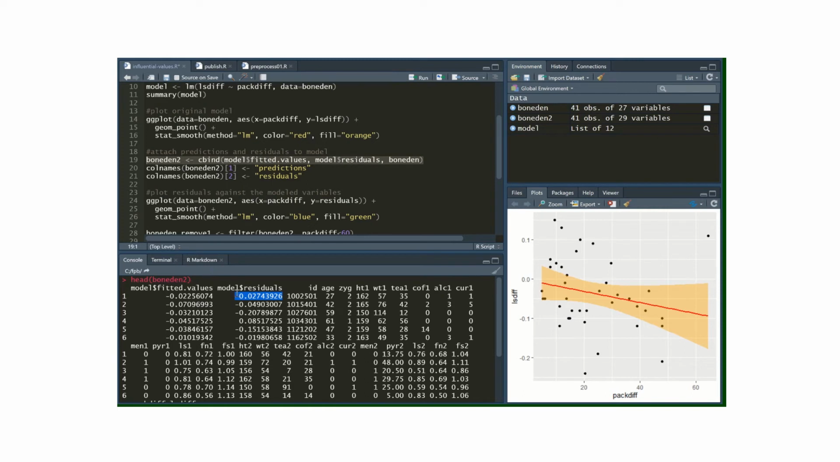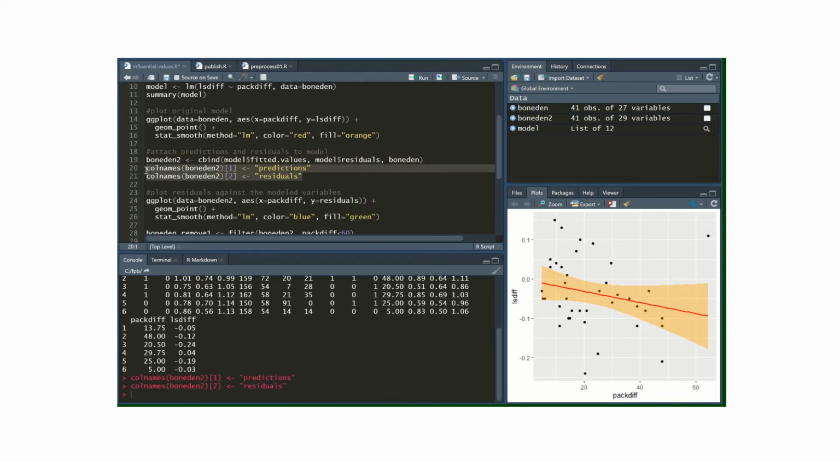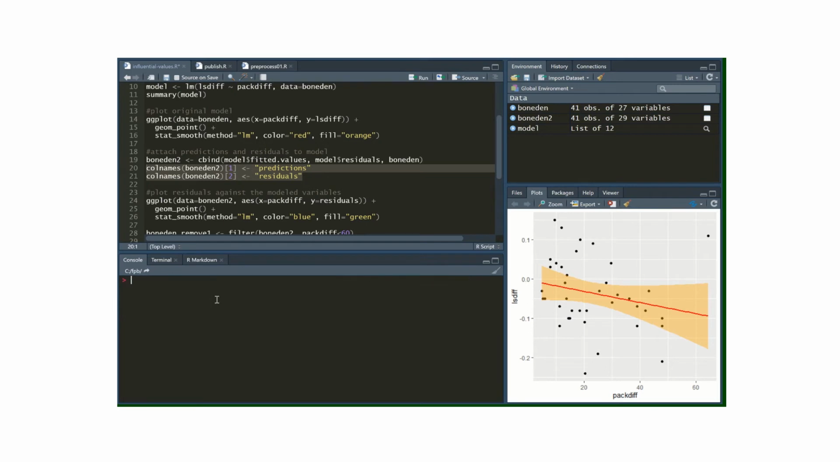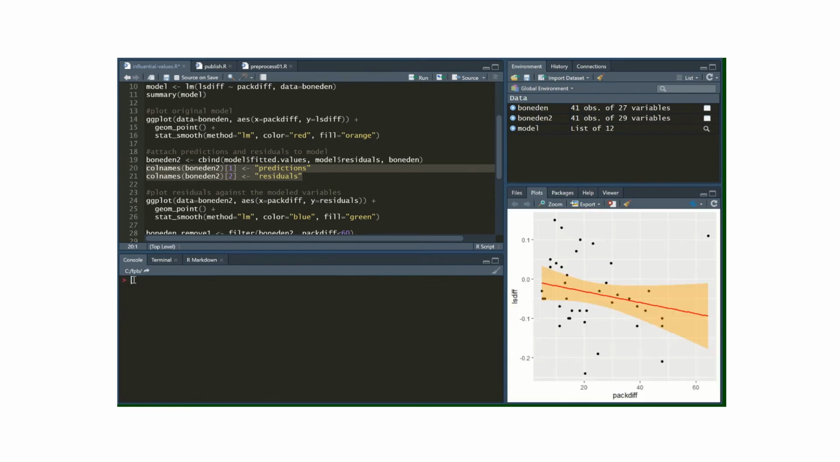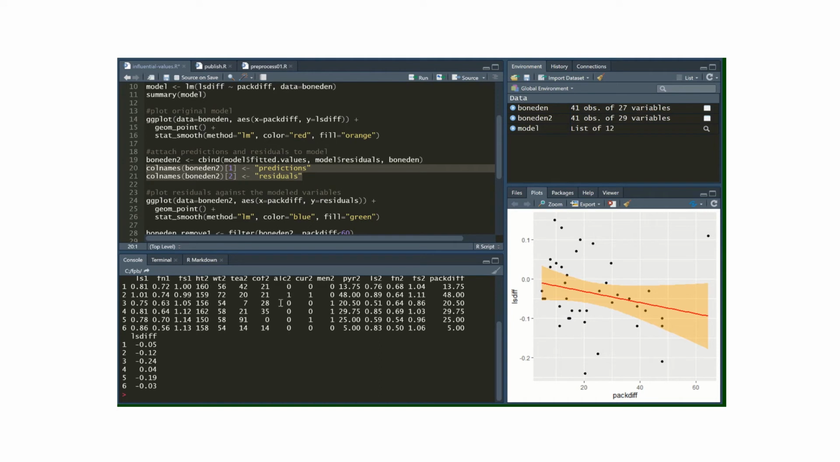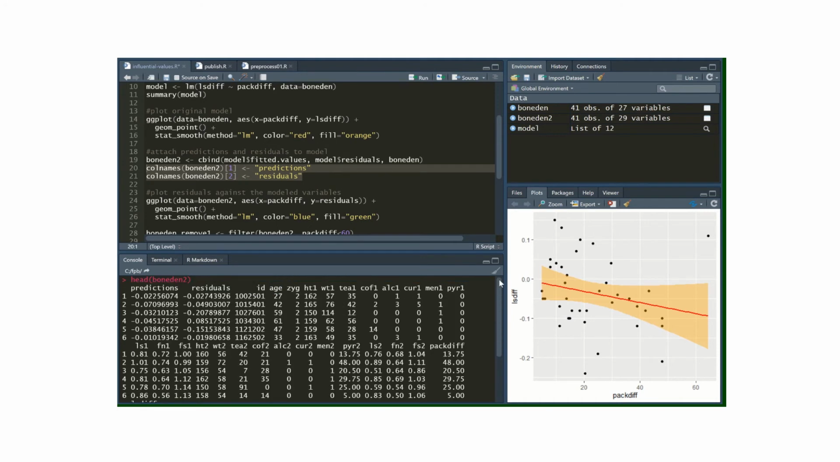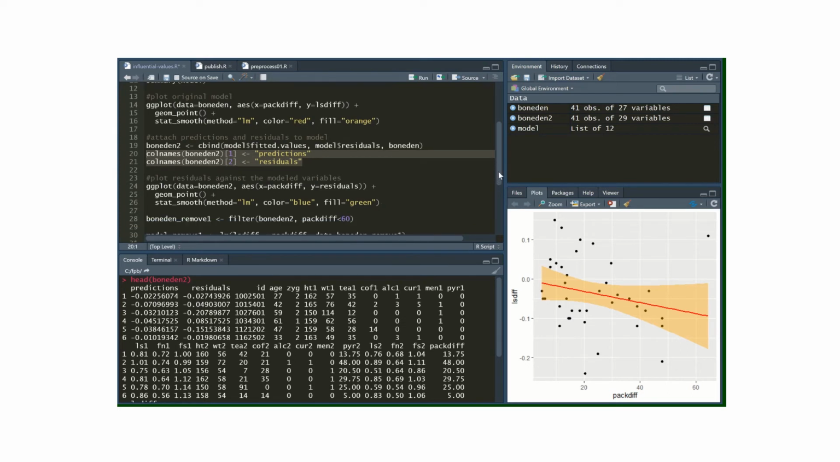I don't like the names of these first two columns, so I'm going to change them using the colnames function to predictions and residuals. And so now, if we look at boneden2, we will see easier names to work with. Okay. So now I'm going to plot those residuals.